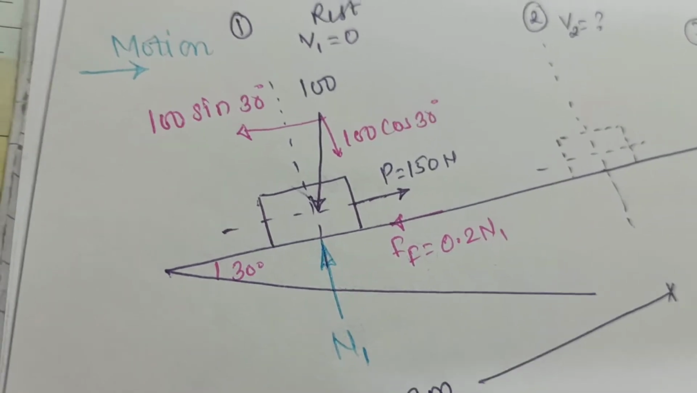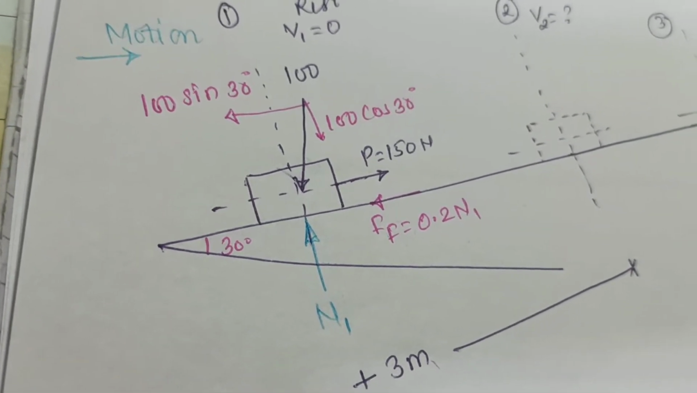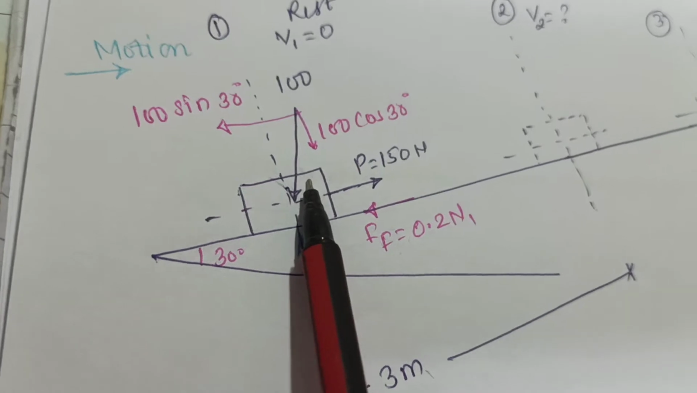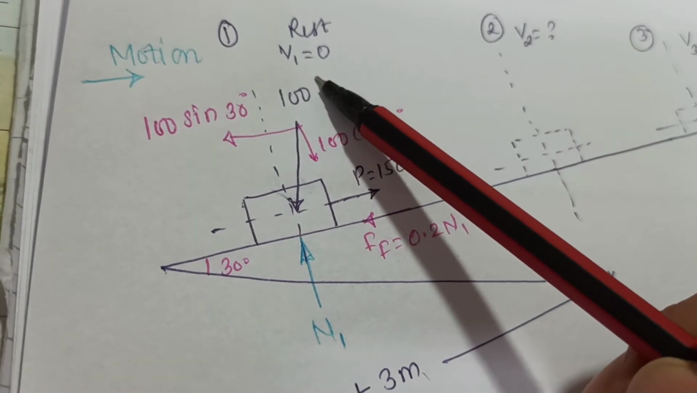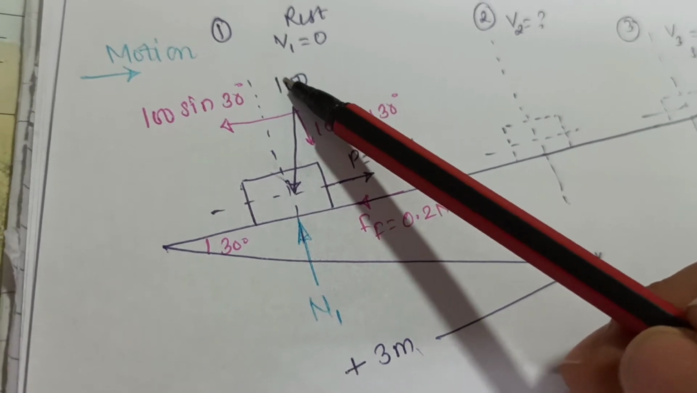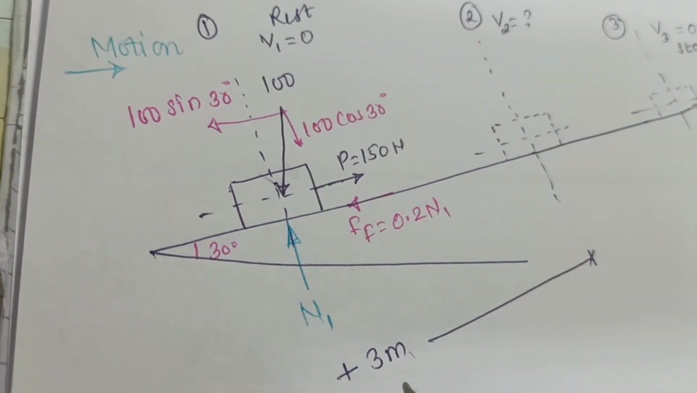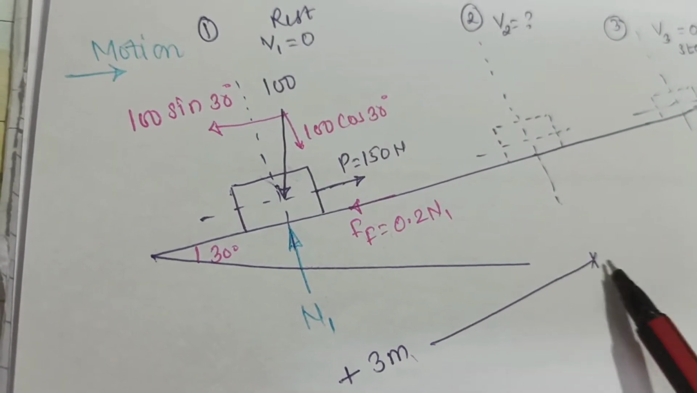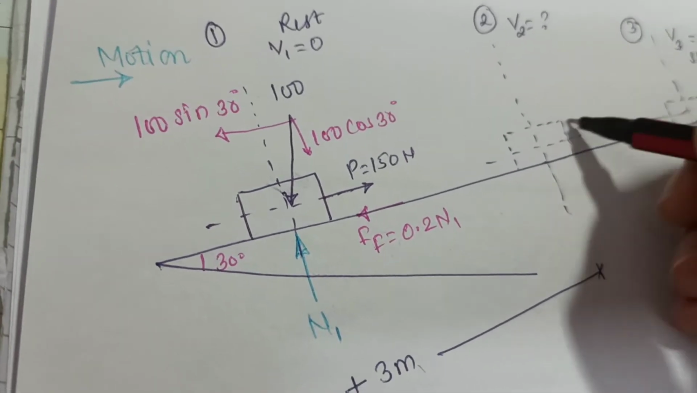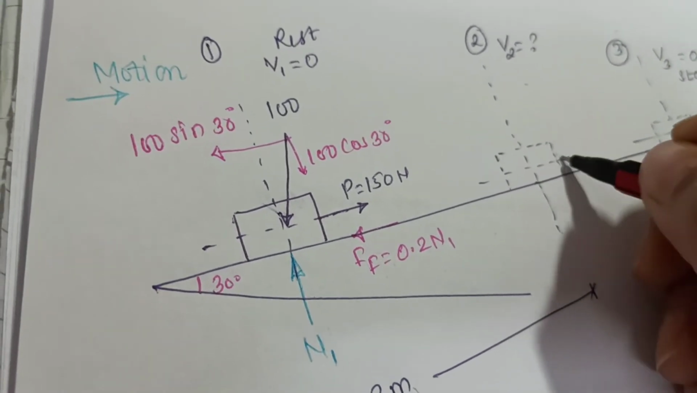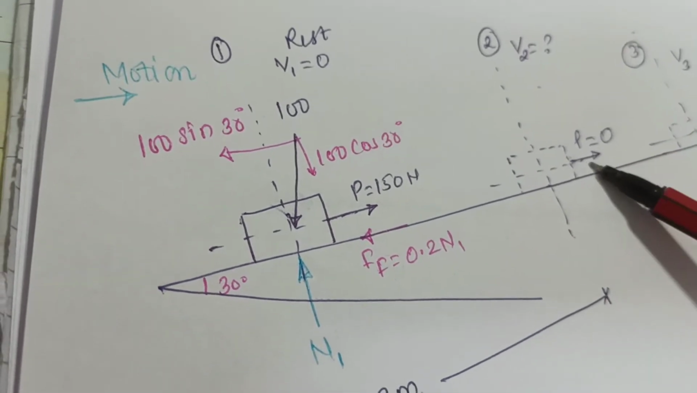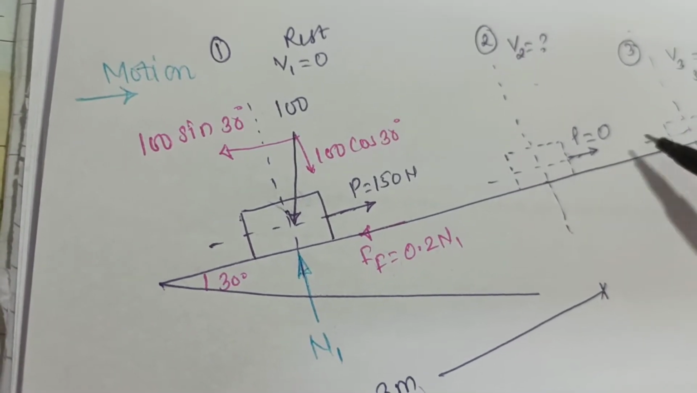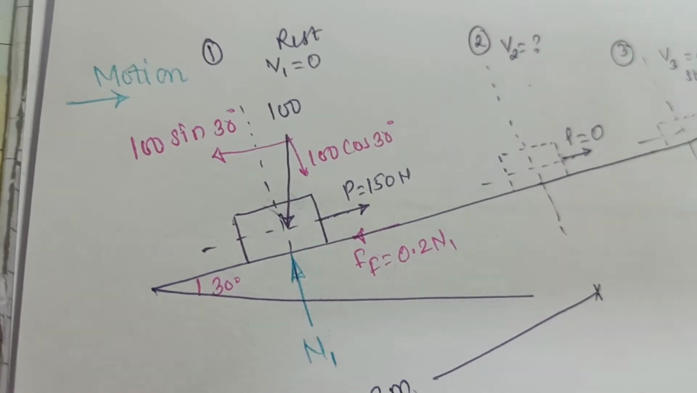Now it says that after the block has moved a distance of 3 meters. So the block initially starts from this position. At this position the velocity v1 equal to 0 because the block is initially at rest. Then when the block has traveled a distance of 3 meters, the constant force P is removed. So at this point, this is the second position I am taking. At this point the force P becomes equal to 0. So at this point there is no force P. So further from position 2, the force P is removed.